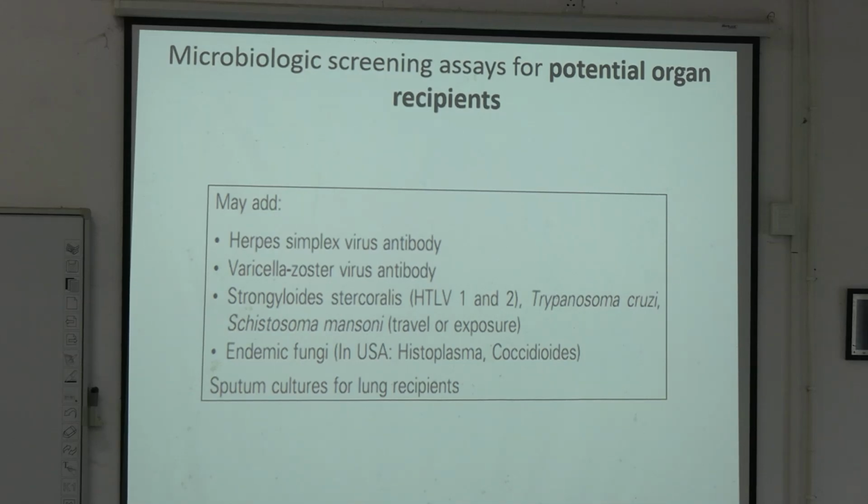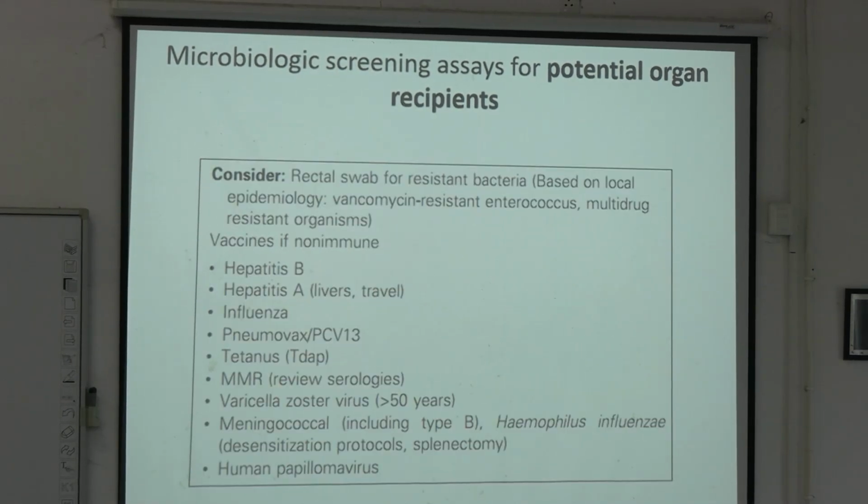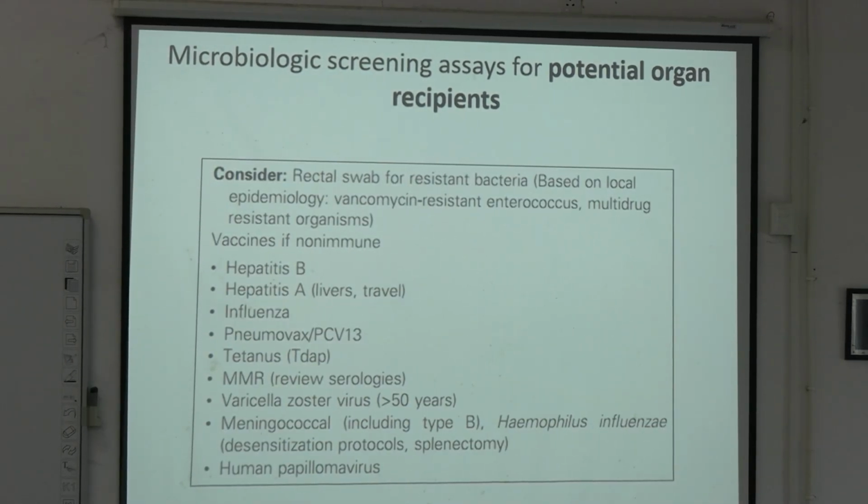Additionally, we may have to look for herpes simplex, varicella zoster, strongyloides, and endemic fungi. Furthermore, as you are already aware of healthcare associated infections caused by multi-drug resistant organisms, we also need to screen the recipient for commensal drug resistant organisms, which would include a nasal or skin screening for MRSA or a rectal screening for vancomycin resistant enterococci or carbapenemase producing Enterobacteriaceae.